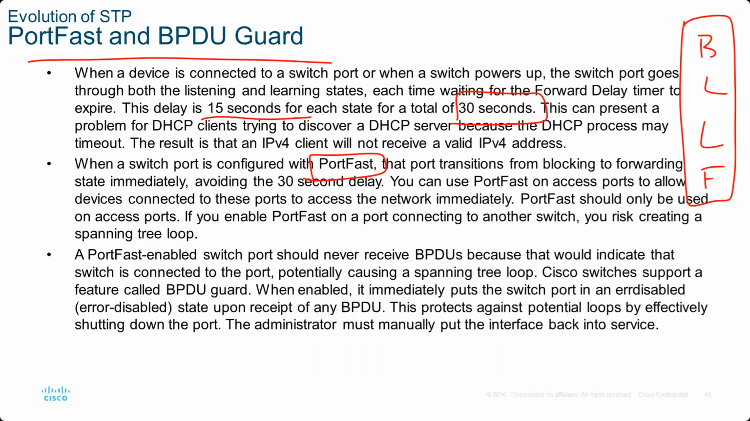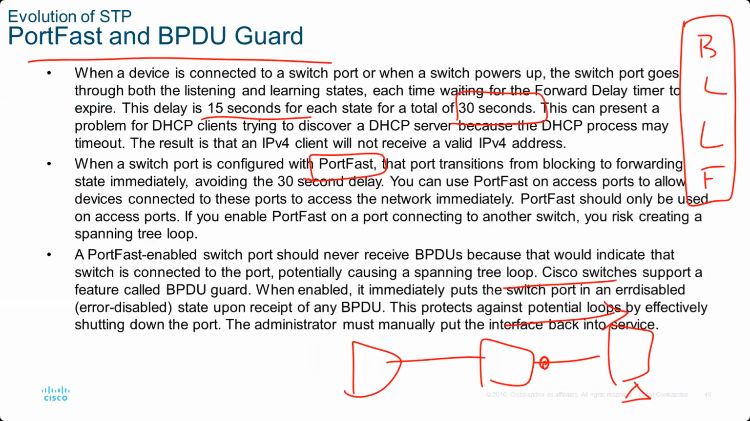For example, imagine this is a switch and this port is connected to a computer here. This port need not undergo all these port states, because it is connected to a computer. Any packet that comes here will go here, and any packet originated in a device will come here. There is no chance of a loop here. But this device unnecessarily waits for 15 seconds to initiate the DHCP process.